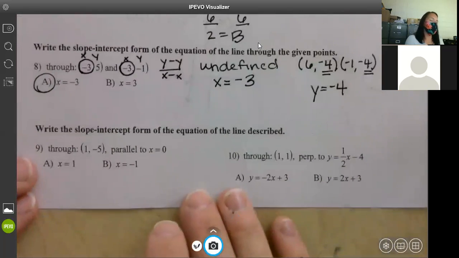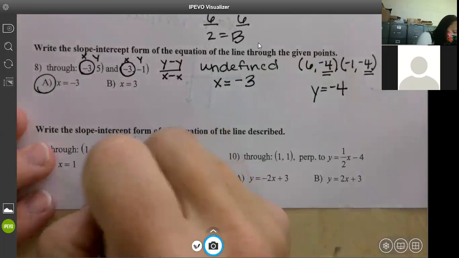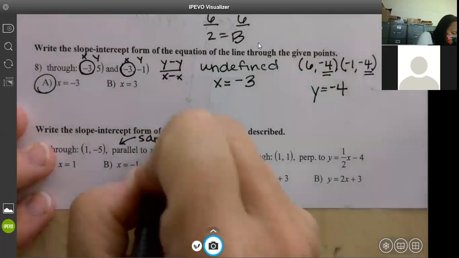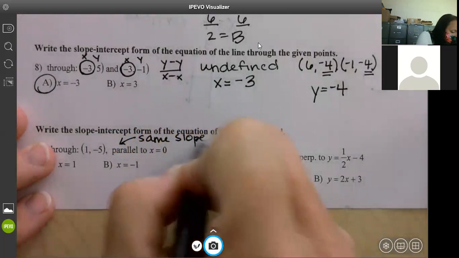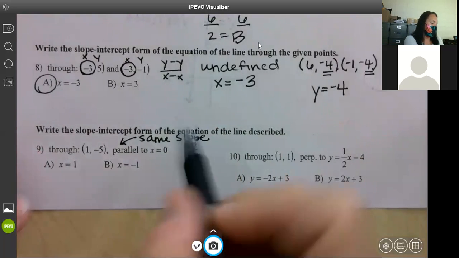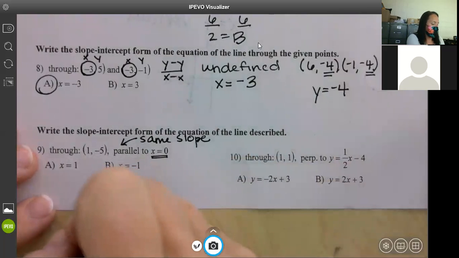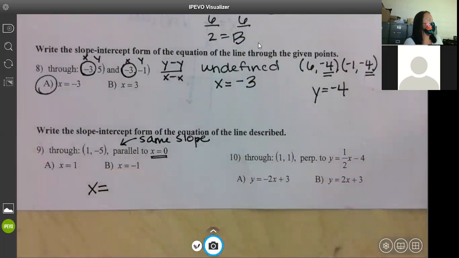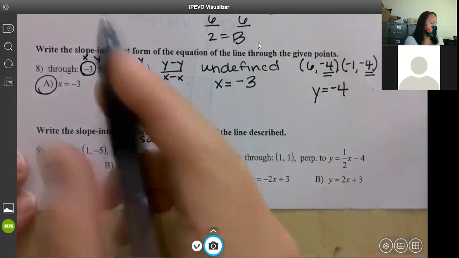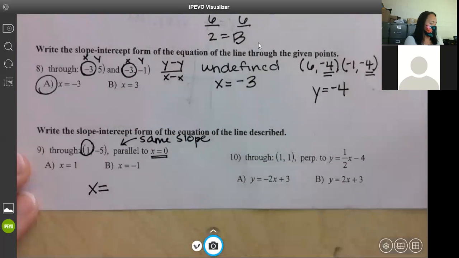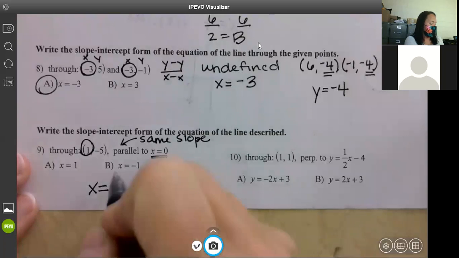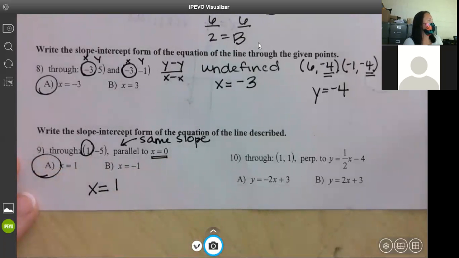All right. So remember the difference in parallel and perpendicular. Parallel means same slope. So if our equation is x equals 0, we're going to write x equals because it's the same. And then what is your x coordinate? +1. So your answer on this one would be A. Always look for the same slope on those.